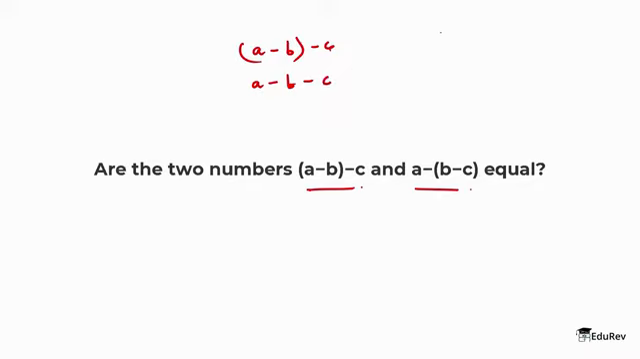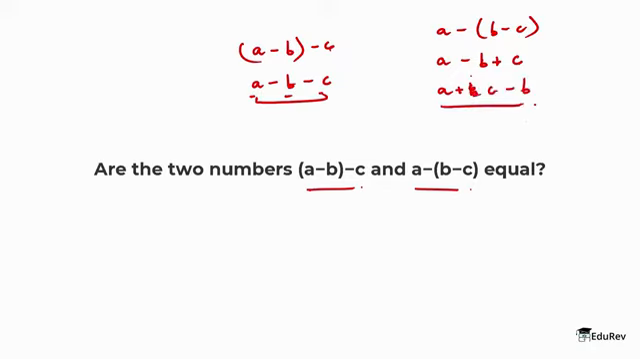Similarly, when I say a minus (b minus c), when I'm going to open the bracket, it will be a minus b, minus minus will be plus, so it will be plus c. So that means in the first one I'm subtracting b and c from a, whereas in the second one I'm subtracting b from what? a plus c. That means these two things cannot be equal.